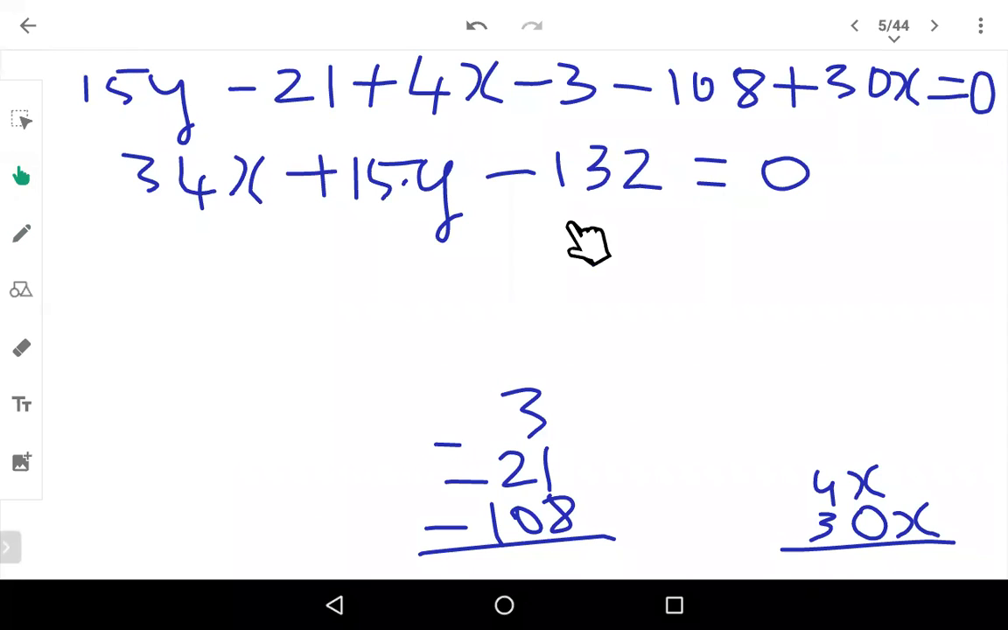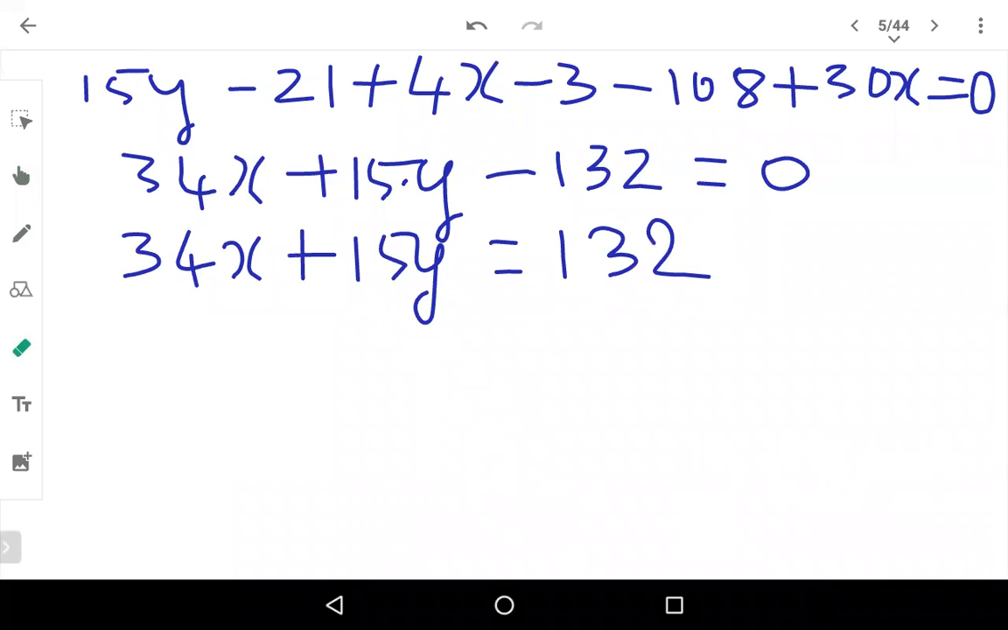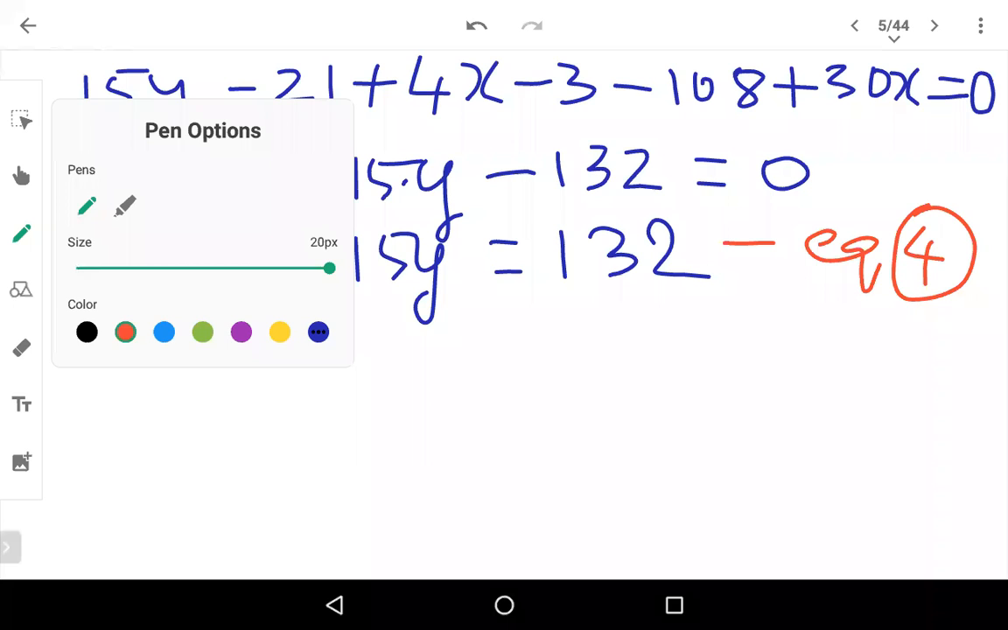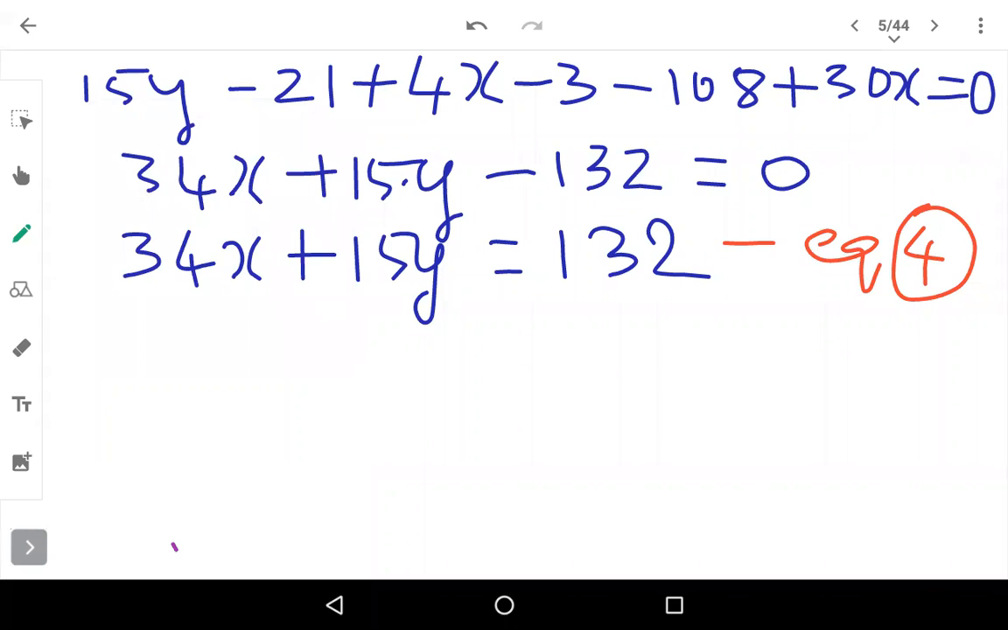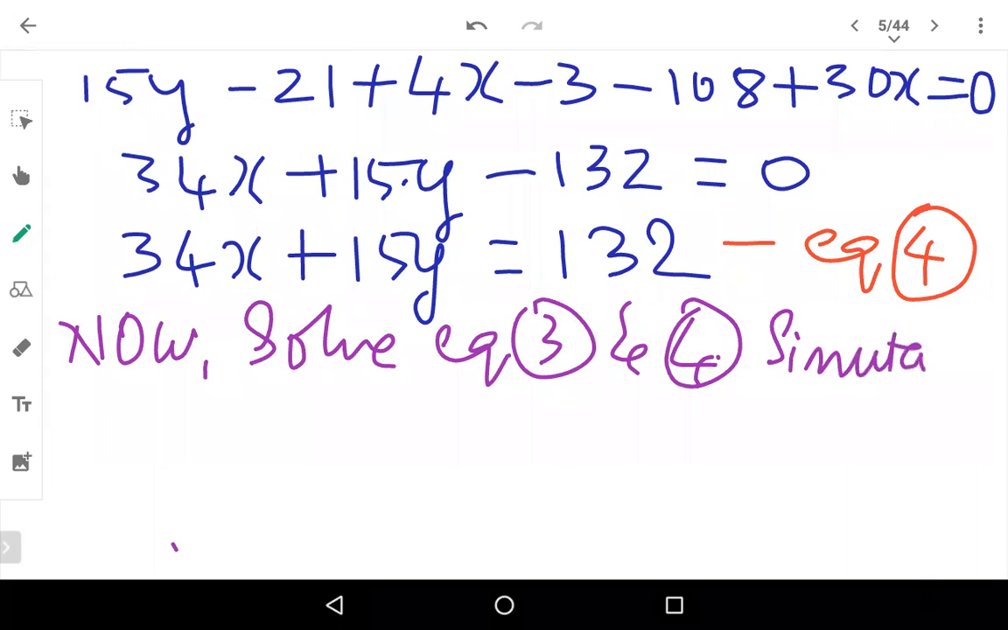Now, you have to take this constant to the other side. So your equation will become 34x plus 15y is equal to 132. Okay, so this is going to be your equation 4. Now we have got the proper equations. We are supposed to solve them simultaneously. Now solve equation 3 and 4 simultaneously.